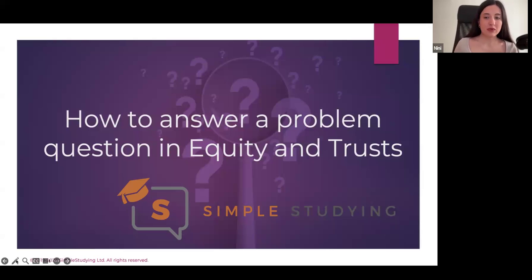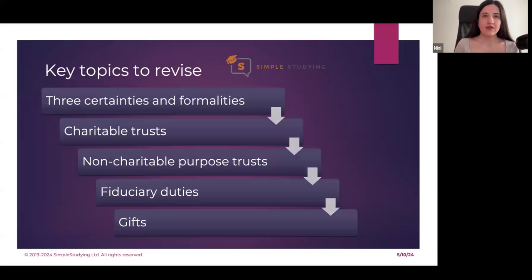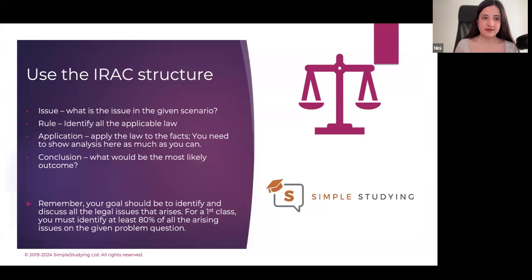How to answer a problem question in equity and trust. First of all, you should consider that the key topics to revise for the equity and trust exam are the following: three certainties and formalities, charitable trusts, non-charitable trusts or purpose trusts, fiduciary duties and gifts. Those are the topics that usually come up in equity and trust exams, so make sure you're familiar with them.